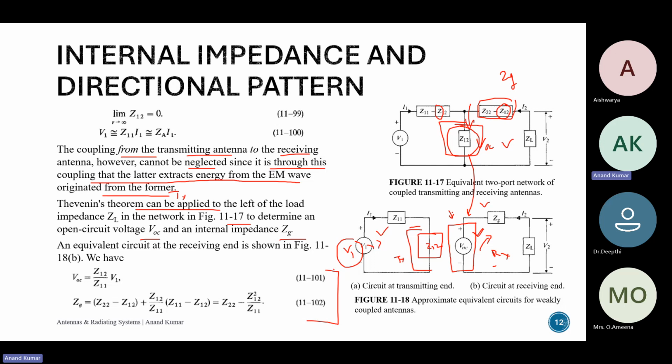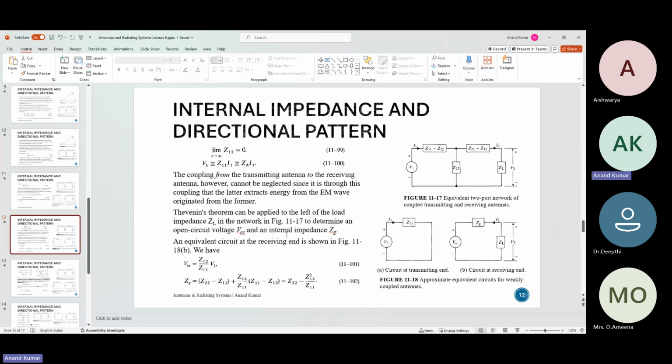So the first one is VOC is equal to Z12 upon Z11 times V1. To calculate this, if we are replacing the voltage in this terminal, let me just discard this and start the presentation again.